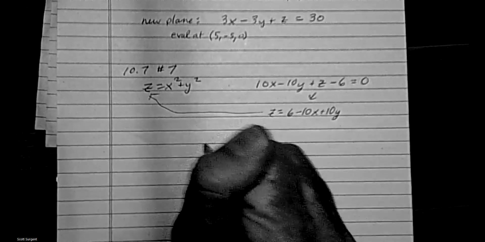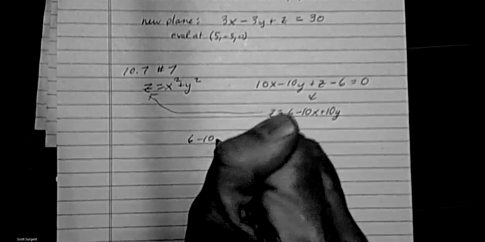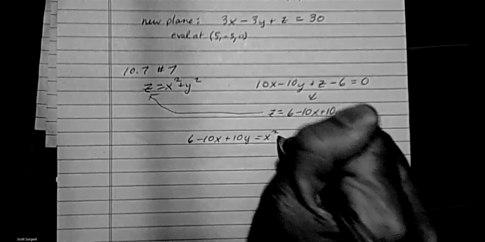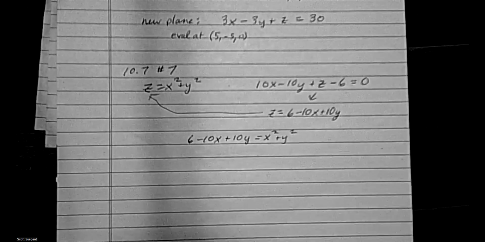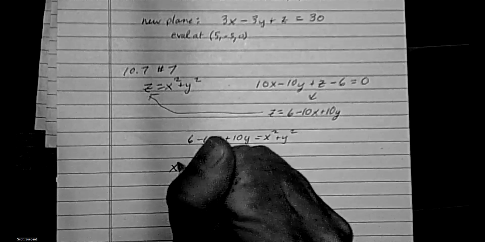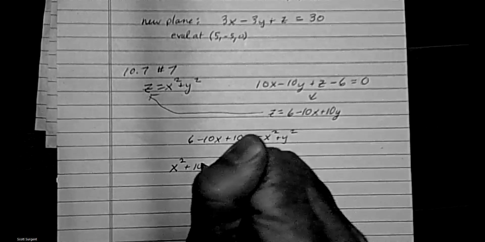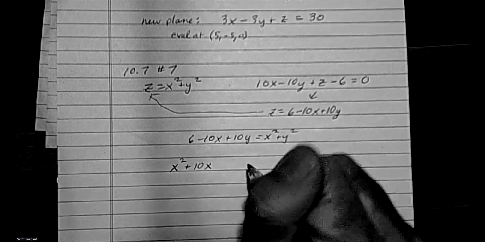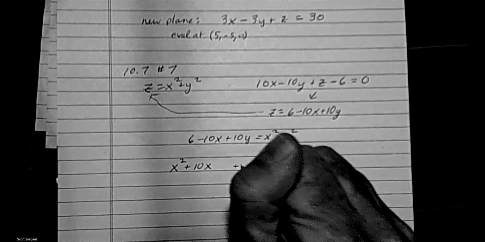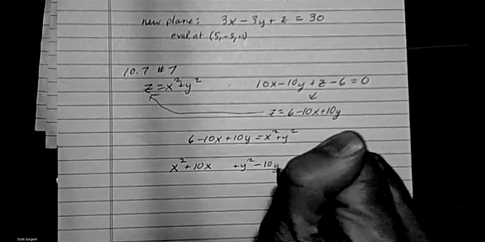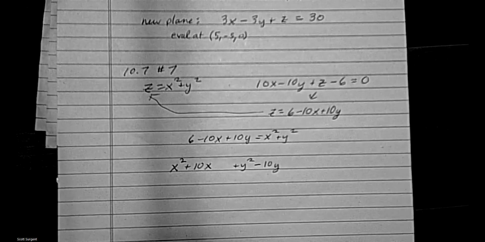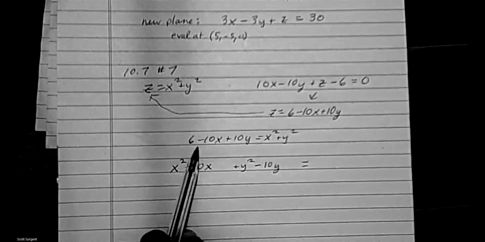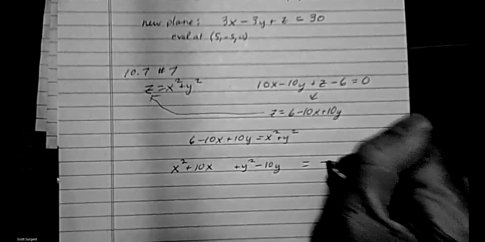And I'm going to just write it all out. It's going to be 6 take away 10x plus 10y equals x squared plus y squared. And now I'm going to bring all that to one side. It's going to be x squared plus 10x, and I'm going to leave some space. So I'm actually bringing this up to the right side now. Plus y squared take away 10y. And then the 6 comes over. Where am I? -6. Okay.